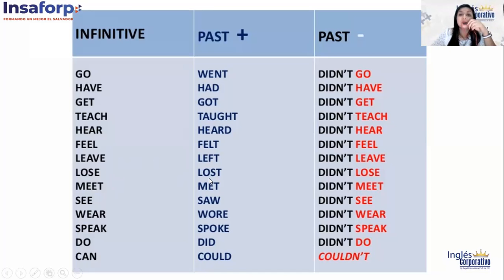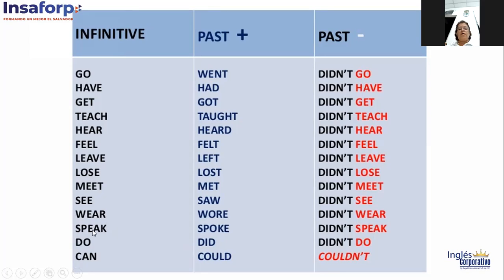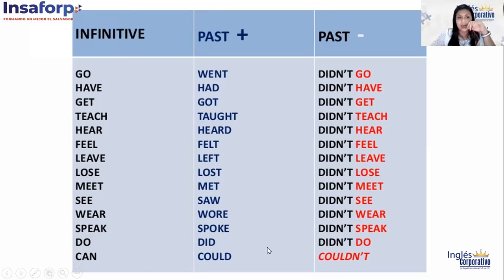Lose, lost, didn't lose. Meet, met, didn't meet. See, saw, didn't see. Wear, wore, didn't wear. Speak, spoke, didn't speak. Do, did, didn't do. Can, the past of can, auxiliary. The past of can is could, and in the negative is couldn't. For example, teacher, I'm so sorry, I couldn't do my homework last night.